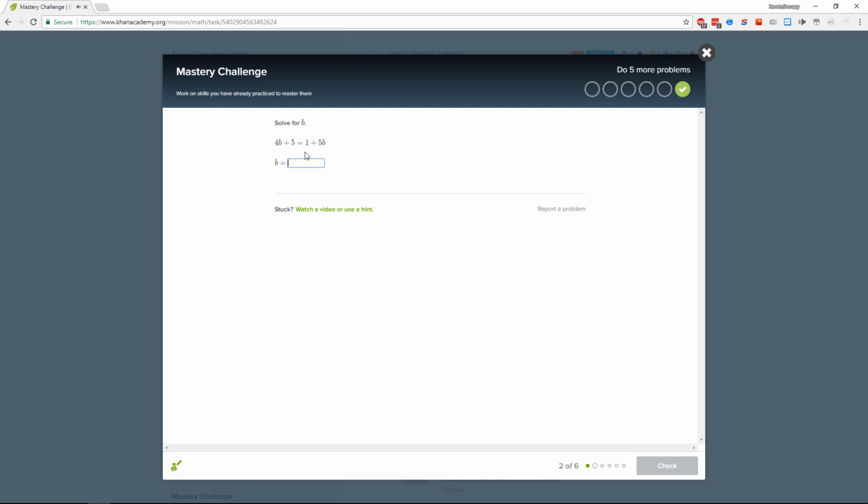Solve for B. So minus 4 on this side, so that's B. B is 4.